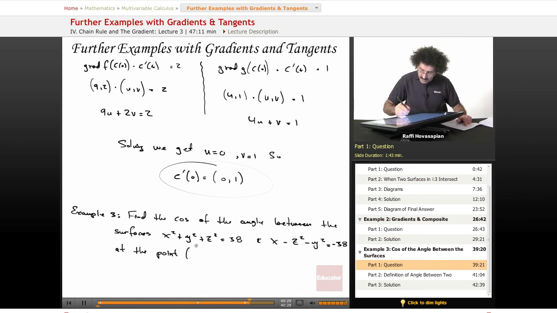Let's make sure we write everything clearly. Minus 1, 1, and minus 6. Okay, we're starting to get these stray lines again, so I'm going to move on to the next page after I finish writing this. So find the cosine of the angle between the surfaces at the point minus 1, 1, minus 6. At that point, the two surfaces hit each other. We want to find the angle the two surfaces make with each other.